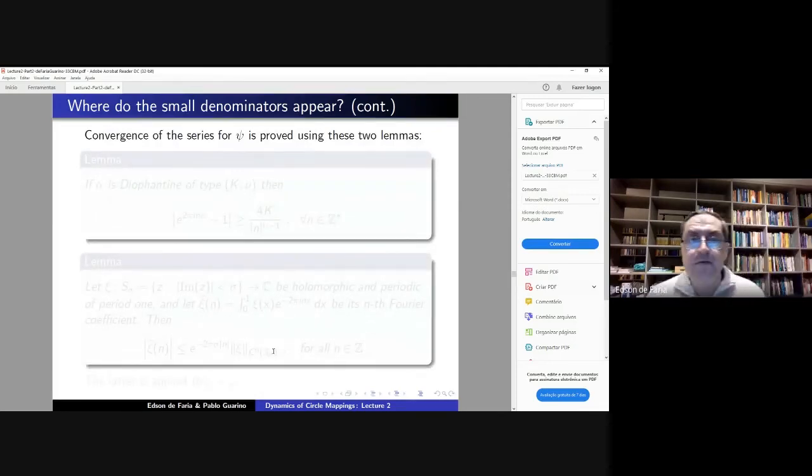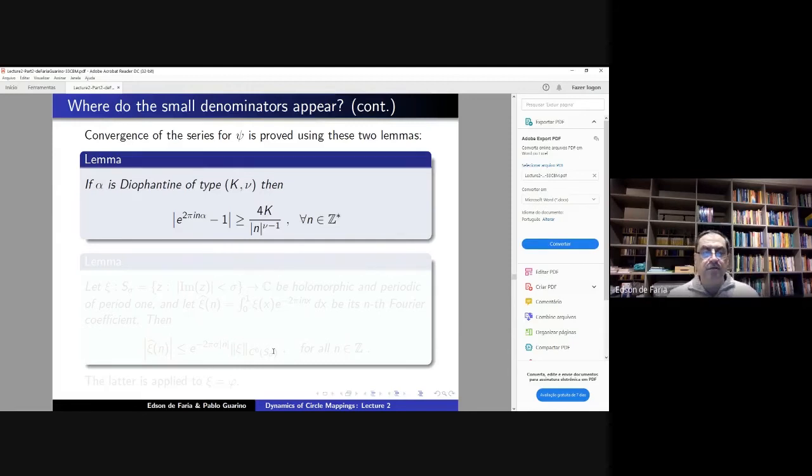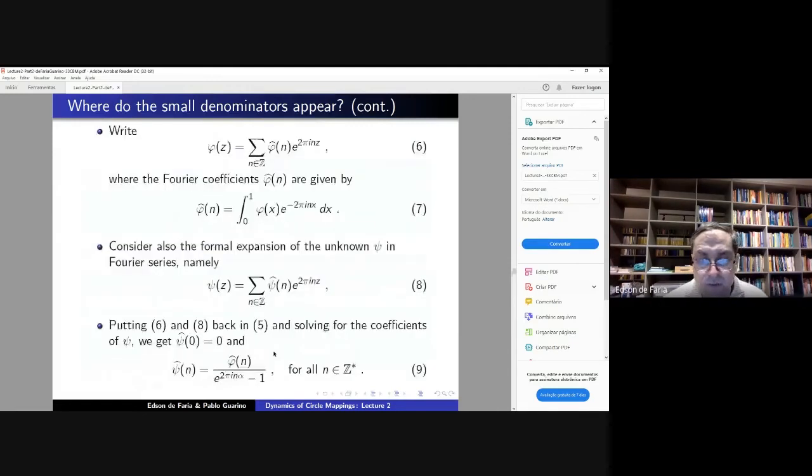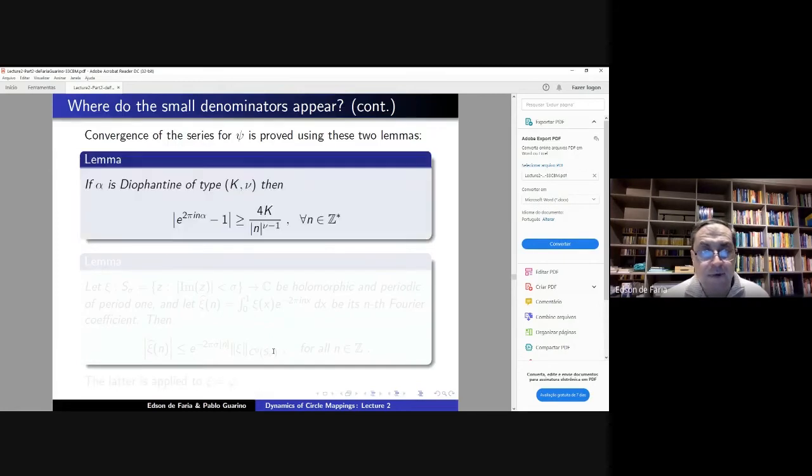So how do you get convergence of psi? Well, you have to deal with the small denominator. So first thing you do is you use the fact that alpha is Diophantine to get this inequality here. In the right-hand side of expression 9, the denominator in absolute value can be bounded from below by this expression you see there. It's essentially a constant, 4 times k, divided by a power of n, a power greater than 1, because nu is greater than 2, okay?